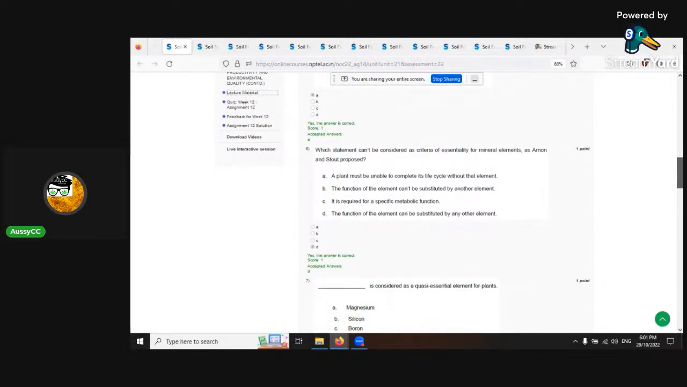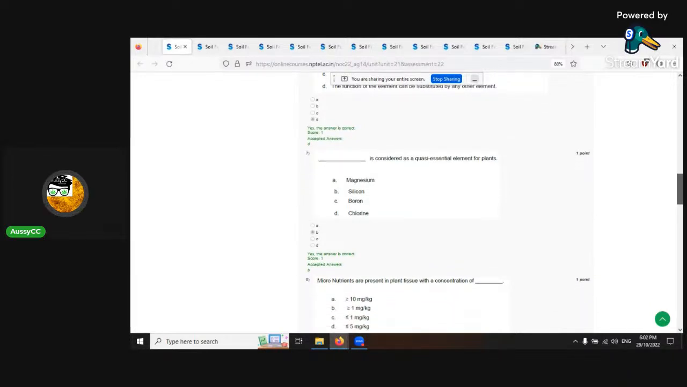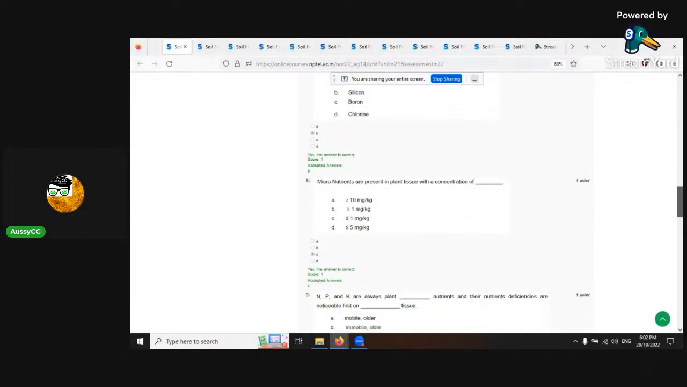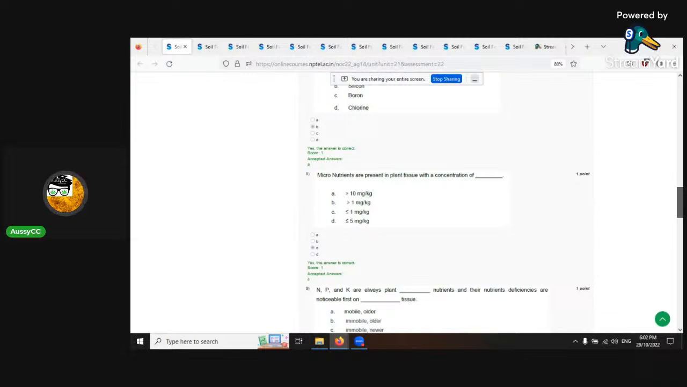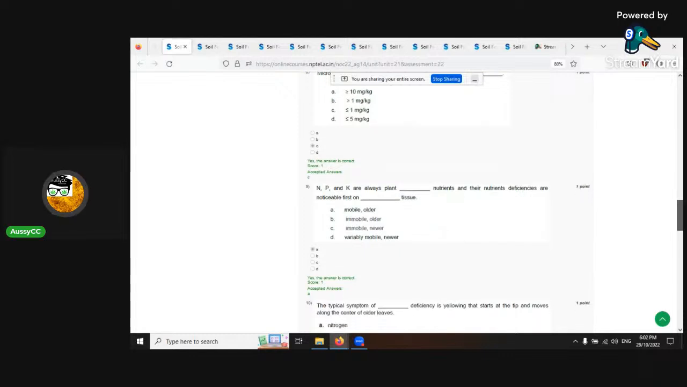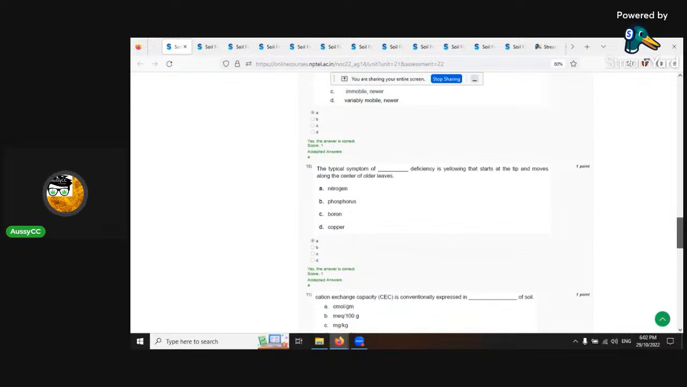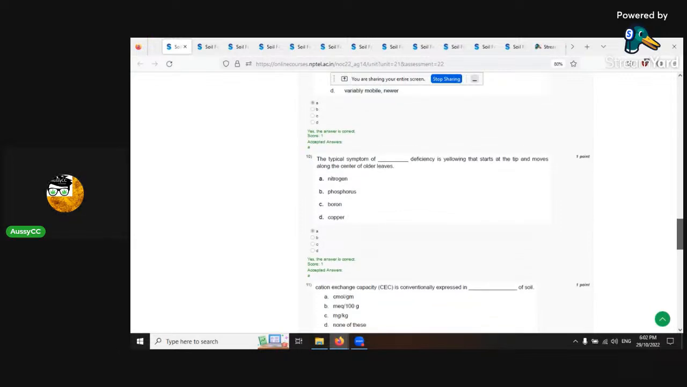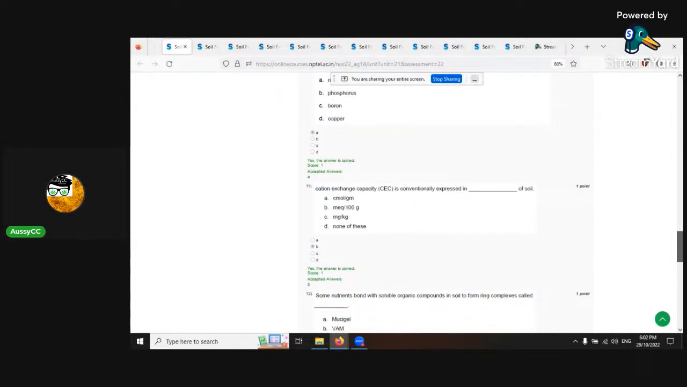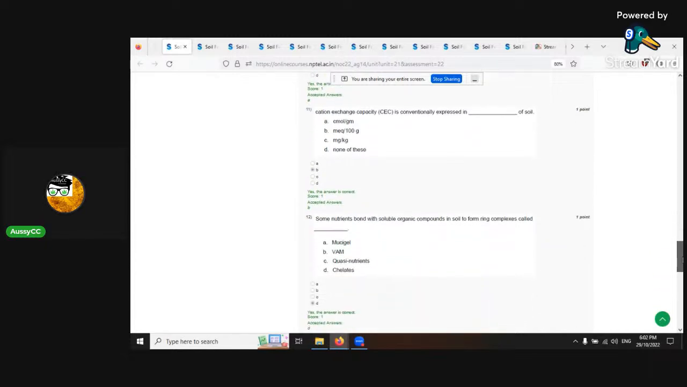Something is considered as a quasi-essential element. Micronutrients are present in plant tissue in concentrations under 1 microgram, so it's C. NPK are plant mobile elements, and deficiency is first seen in older plant tissue, older leaves. The typical symptom of deficiency is yellowing, so it's nitrogen. Cation exchange capacity is conventionally expressed in milliequivalents per 100 grams, that's B. Some nutrients bond with soil organic compounds to form ring complexes. The rings are chelates, because chela means claw.